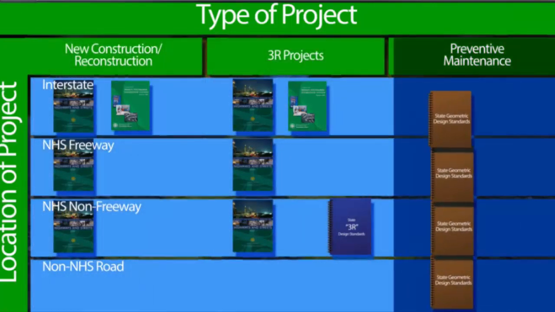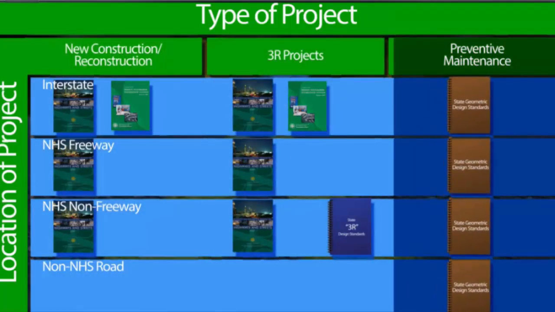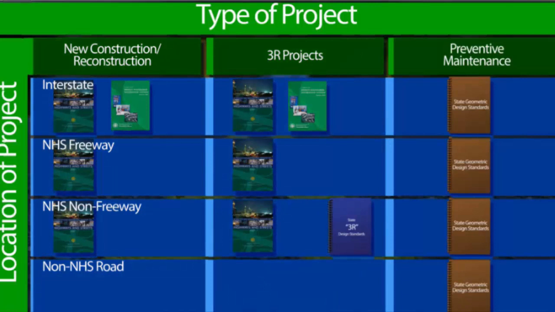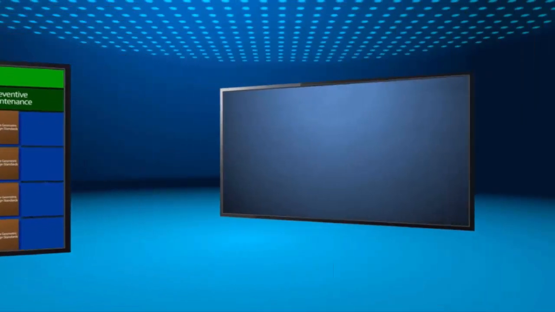Any preventive maintenance type project located on the NHS must comply with your state's design requirements established for preventive maintenance type projects. You are responsible for determining your state's preventive maintenance design requirements as they vary in each state. If you are responsible for any type of project located off the NHS that uses federal aid funds, you must adhere to applicable laws and design requirements required by your state.